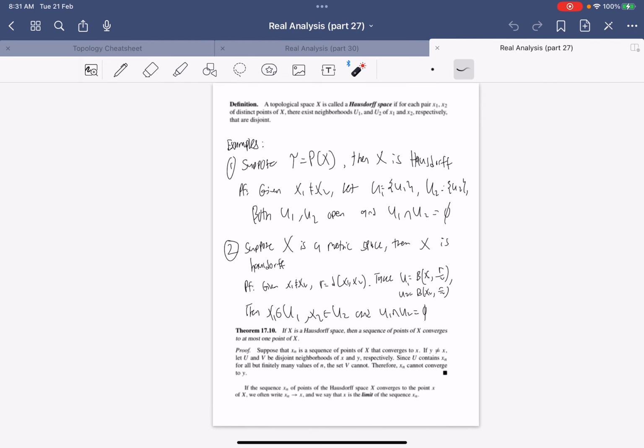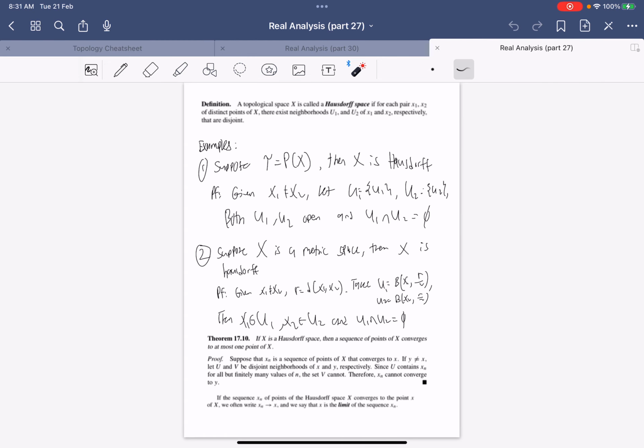So you've proven that all metric spaces are Hausdorff. That means if you define a metric on the real number set, then it's Hausdorff. Or if you define it on the complex numbers, it's Hausdorff. Euclidean space is Hausdorff. So you have a lot of Hausdorff spaces already.